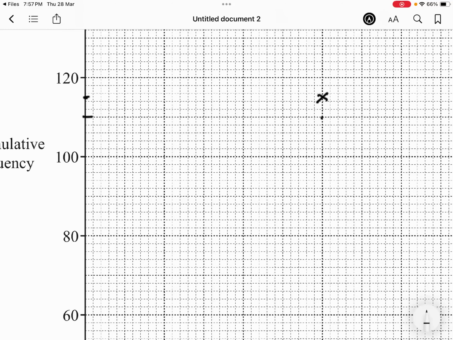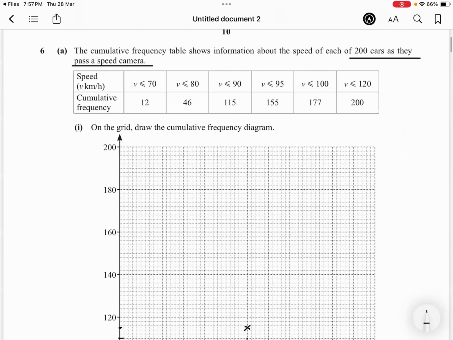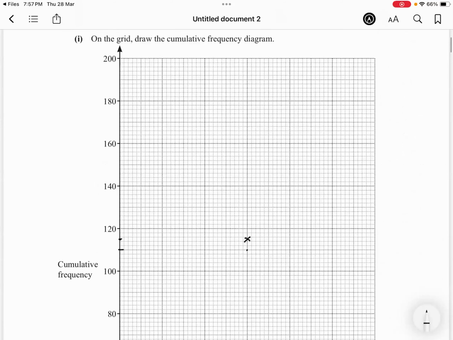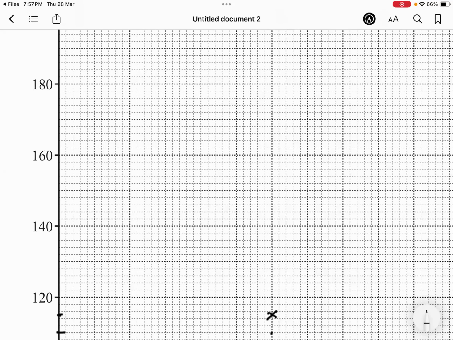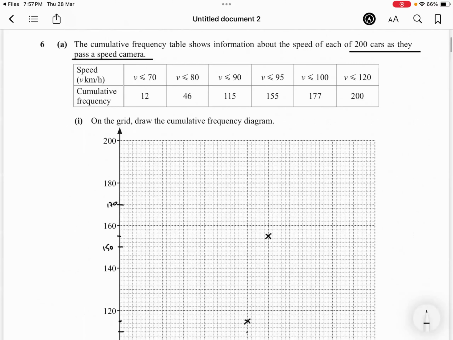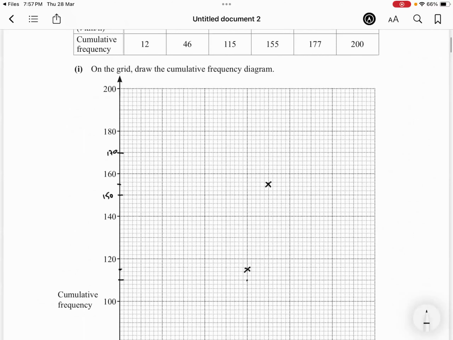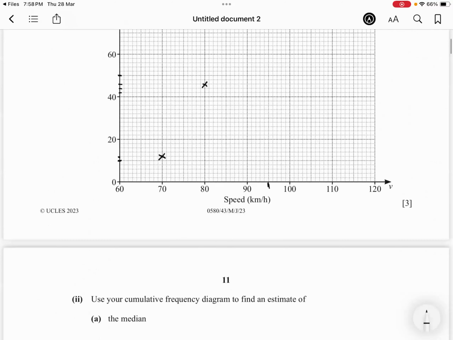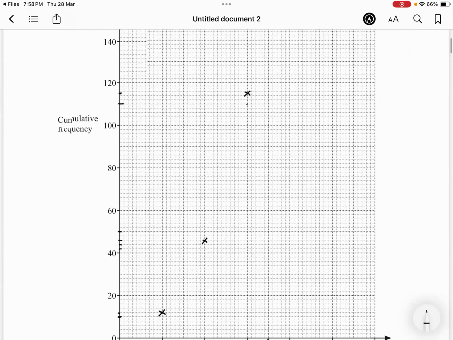Okay. 95 is 155. So 95 is this one and this one. So 155. So first of all, 160. The middle value would be 170. This would be 150. So 155 would be the center of this one. So this would be the point. So 100 is 177. That is 170, 176, 177. Okay, and the last one is 120 is 200. So that is the point.